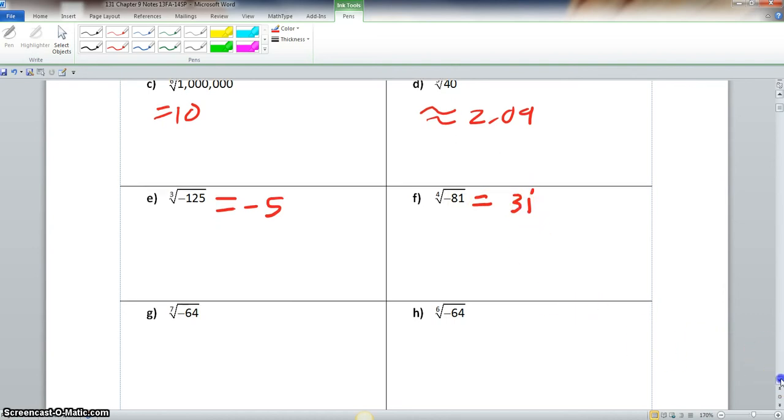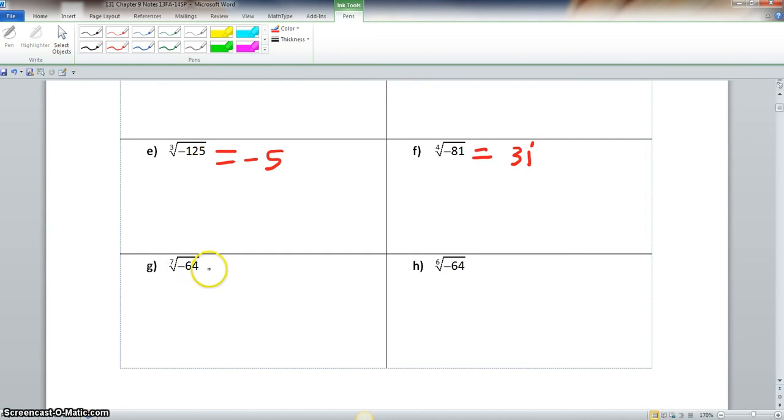Now we come here. The seventh root of negative 64. We do not have a perfect seventh root of negative 64. So we need to put that in our calculator. So you would put this in your calculator to get your answer, and your answer here would be approximately negative 1.81.